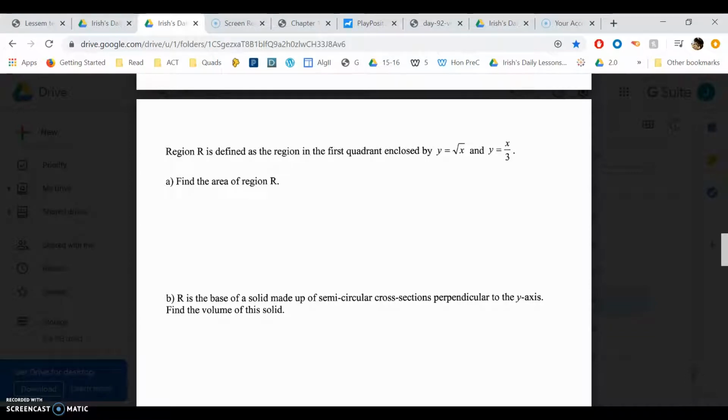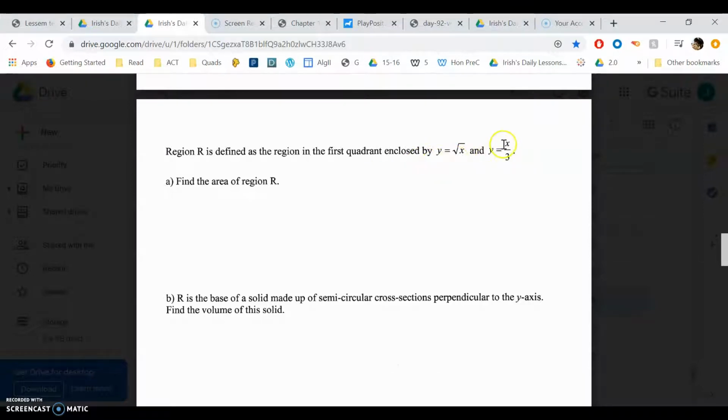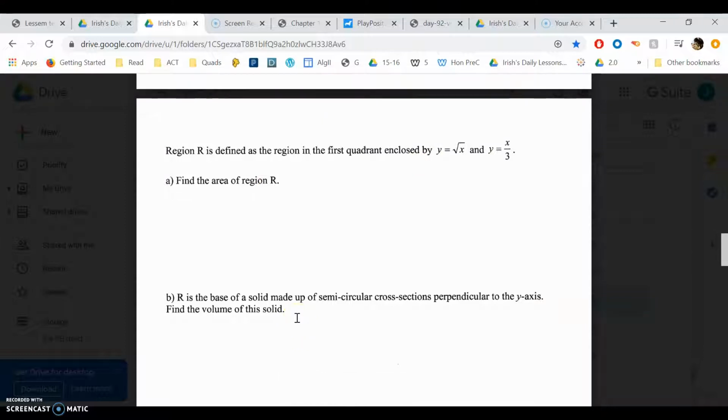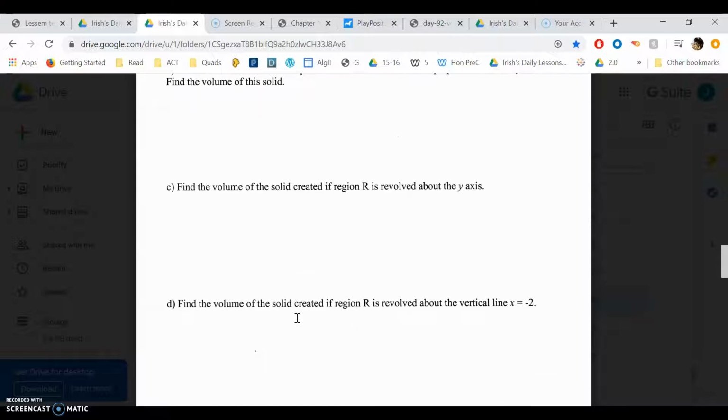Well, here we go. So here it is. You can copy it off the PDF or copy it off here by pausing your video. Region R is defined as a region in the first quadrant enclosed by y equals radical x and y equals x divided by 3. Find the area of R. Find the volume of the solid whose base is R, made up of circular cross-sections perpendicular to the y-axis. Find the volume of the solid if region R is revolved around the y-axis. And find the volume of the solid created if region R is revolved about the line x equals -2.